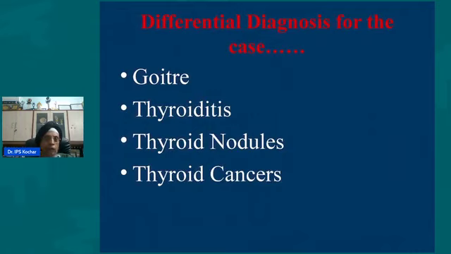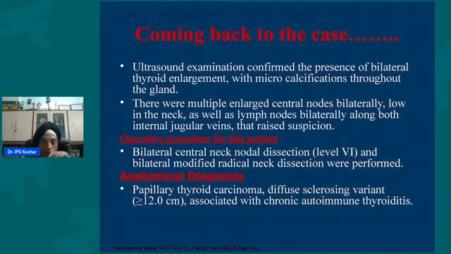Now, in our case, which we just saw, the differential diagnosis will be goiter, so just a pure goiter, thyroiditis, thyroid nodule, and thyroid cancers. So coming back to the case, the ultrasound was done of this child, and they found bilateral thyroid enlargement with microcalcification throughout the gland. So the whole gland had microcalcifications.